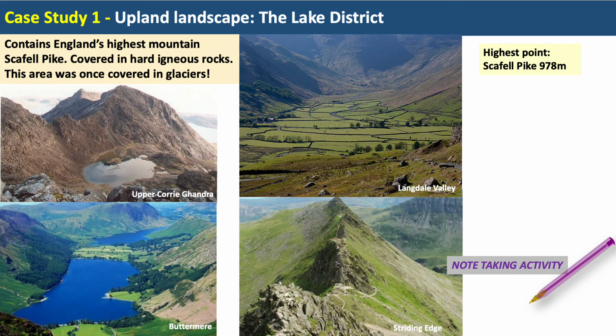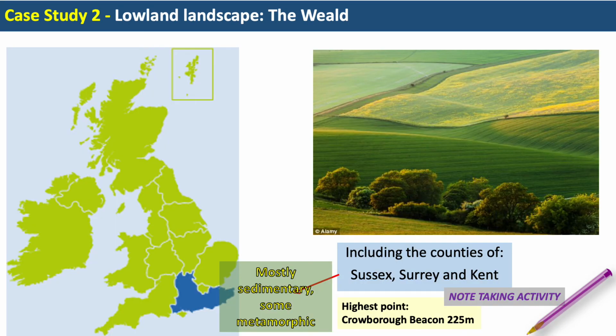Now, of course, the next few slides are note-taking slides. There is a summary at the end of these slides showing you ideally what you should have written down, but these are note-taking slides showing you different landforms, the different characteristics of the 2 regions. So we have our upland landscape, which is the Lake District, and we have our lowland landscape, which is the Weald. Remember, the Weald is closer to us.